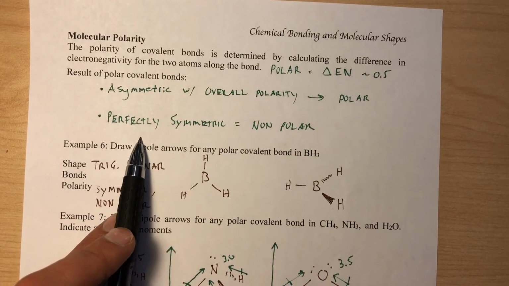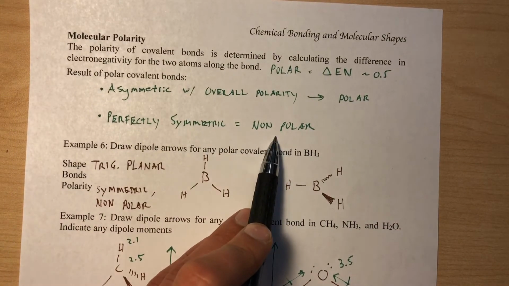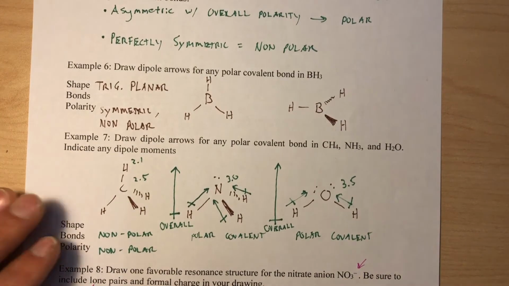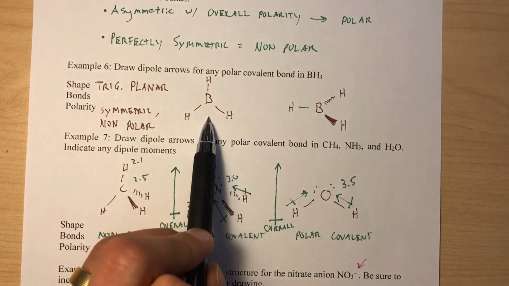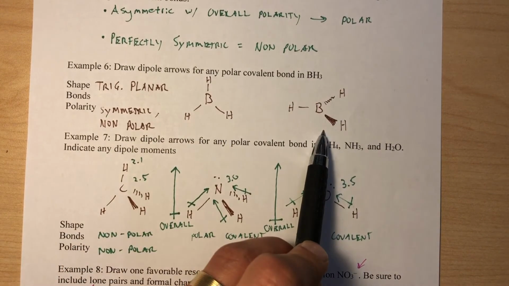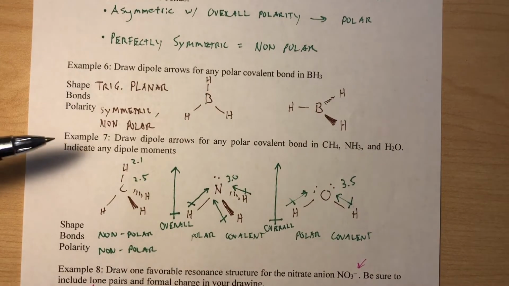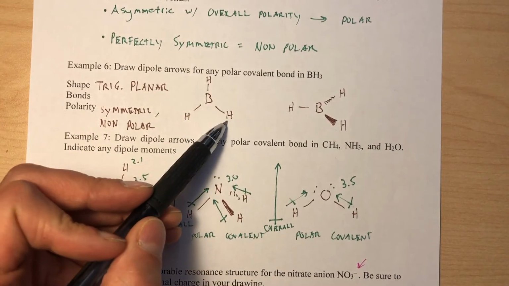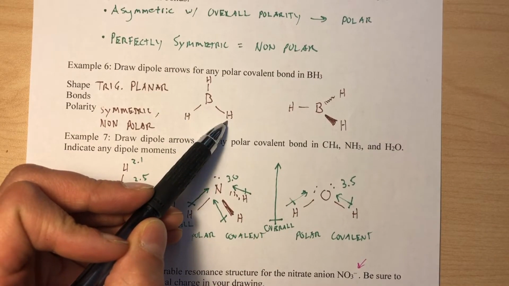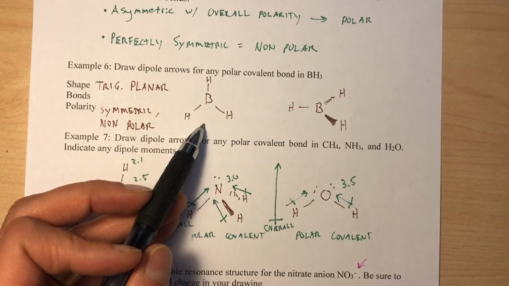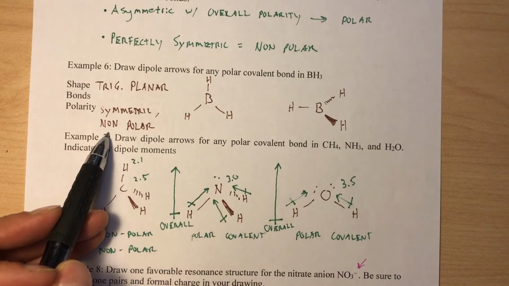If it is a perfectly symmetric molecule, it will not be polar regardless of whether or not there are polar covalent bonds. So, for example, let's take a look at boron trihydride, BH3. Previously, we had drawn it like this, but you can also draw it sideways to show that it's trigonal planar. That is the shape, trigonal planar. Boron and hydrogen are only 0.1 electronegativity apart, so we do not have any polar covalent bonds, and it is symmetric, so it is nonpolar.